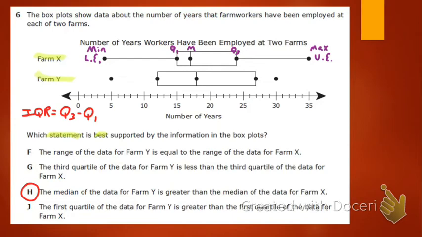Just telling, okay, the smallest number that we had was 4. The largest number that we had was 35. All right. But here, if you compare your medians, that's why H is the answer. Because see here, your median for farm X is 17, and the median for farm Y is 18, which is greater than 17. So therefore, that's why the answer is letter H.